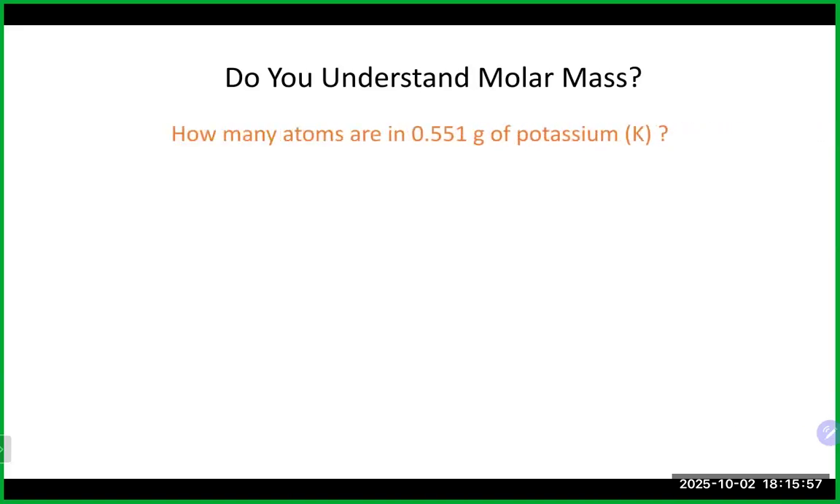All right, continuing on here. So here we want to know how many atoms are there in 0.551 grams of potassium. Potassium, a little 39.10 perhaps.